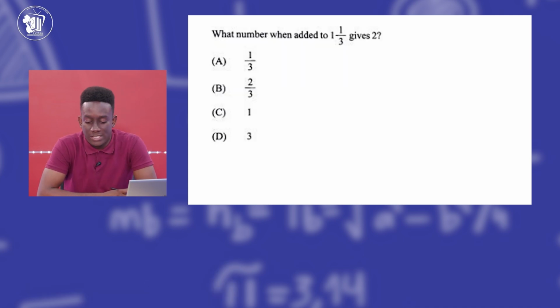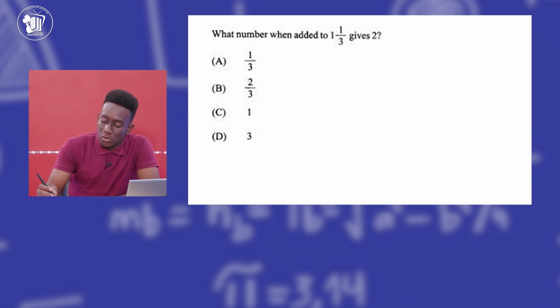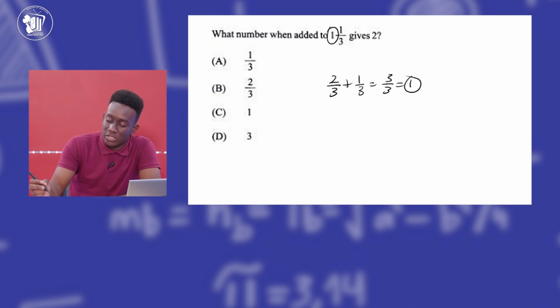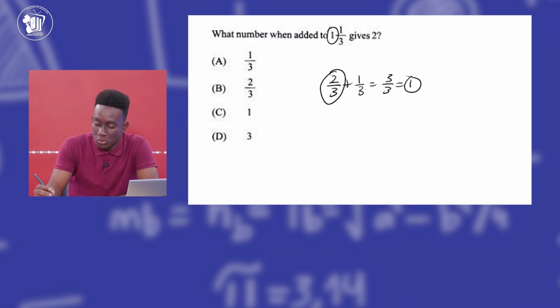So the next one is a very easy one. What number when added to 1 and 1 over 3 gives 2? So we know in order to get a whole here, we need to turn this into 3 over 3. So we need to add 2 over 3 to 1 over 3, and that will give me 3 over 3, which is a whole. So 1 plus this one would give me 2. So the answer is 2 over 3, which is simply B.